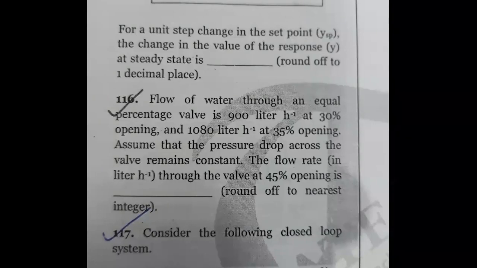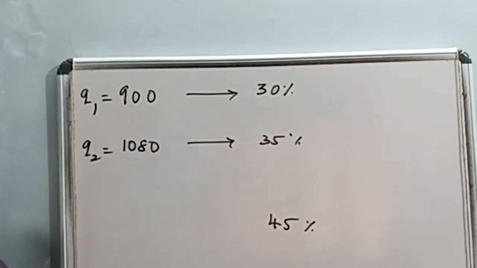If you see the first question: flow of water through an equal percentage valve. There are two methods for solving, I hope you remember. The flow Q1 is 900 at 30% opening, and Q2 is 1080 at 35%. They are asking what is the flow rate when there is 45% opening. It's a very simple question.